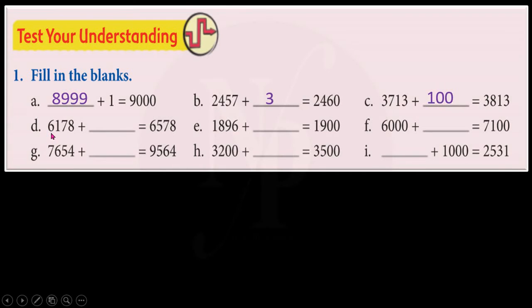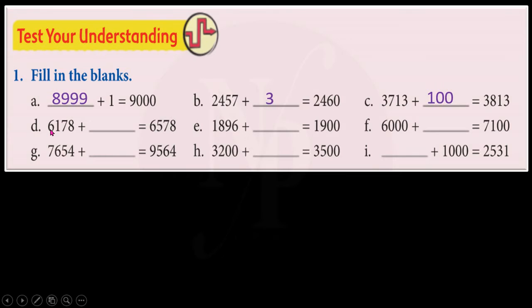Coming to D, 6,178 plus a number, which should be filled here, gives 6,578. Look here, look at the digits, observe these carefully. The digits at ones place, tens place and thousands place are the same. Look here, 8, 7, 6. Ones place digit is 8, tens place digit is 7 and thousands place digit is 6.